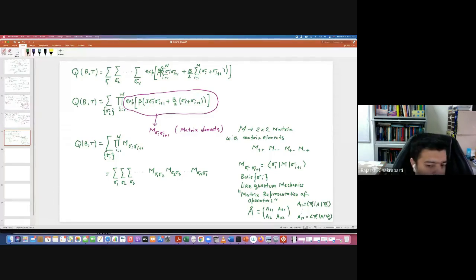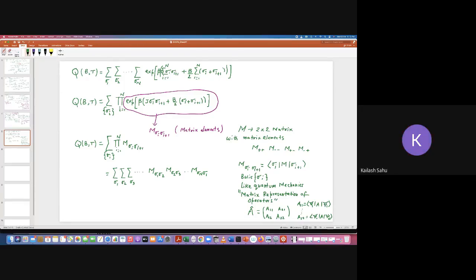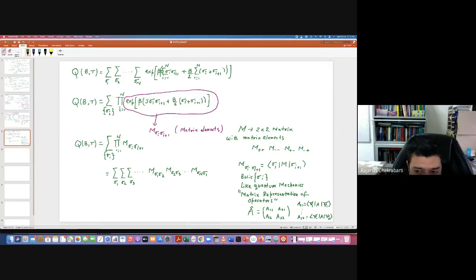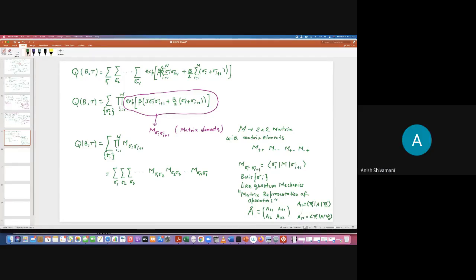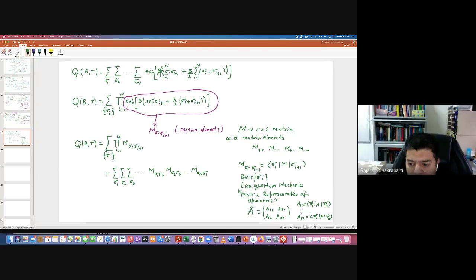The 1 2th element should be 1 2. Yeah, you're saying? The matrix of A should be the transpose of what you've written, because A21 should be second row, first column. Yeah, you're right.